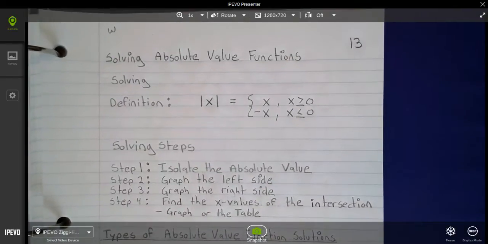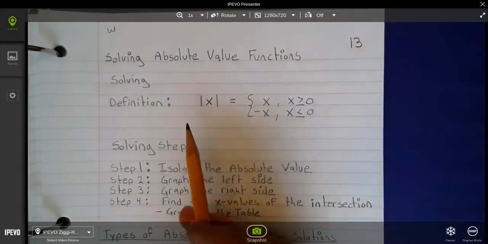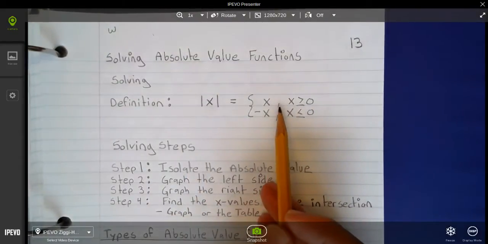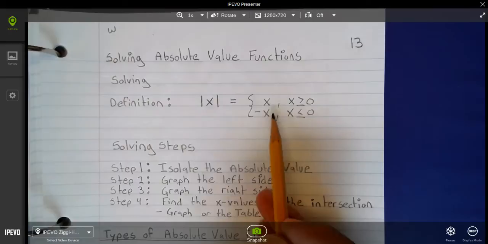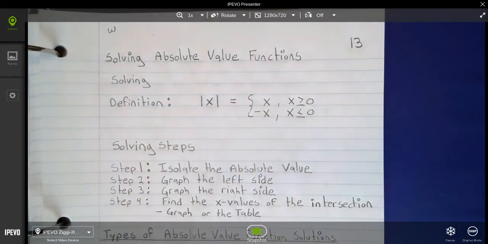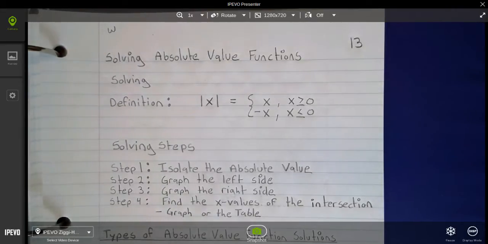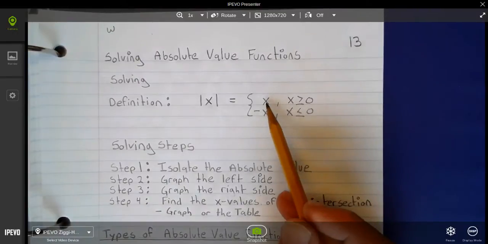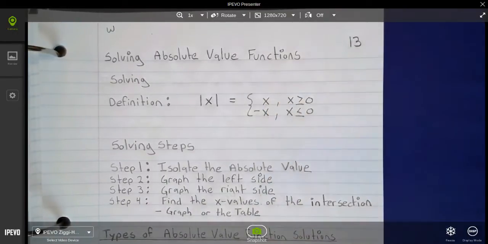So we're solving absolute value functions. Before we do that, I want to review the definition of absolute value. The absolute value of x is equal to x, comma, x is greater than or equal to 0, and negative x, comma, x is less than or equal to 0. Because the absolute value of 2 is 2, the absolute value of negative 2 is 2, the absolute value of 3 is 3, the absolute value of negative 3 is 3, the absolute value of 4 is 4, the absolute value of negative 4 is 4. So there's a positive value and a negative value, okay?